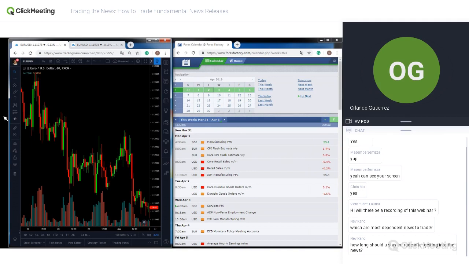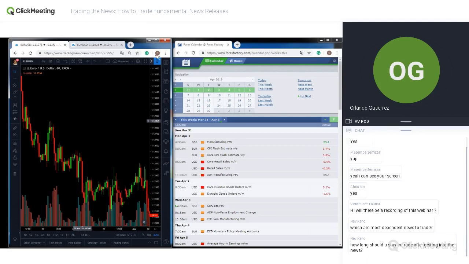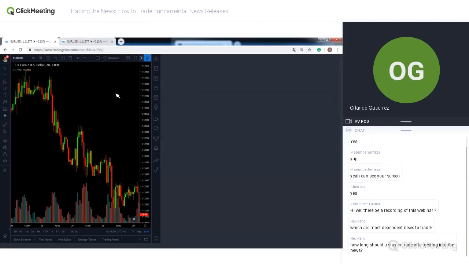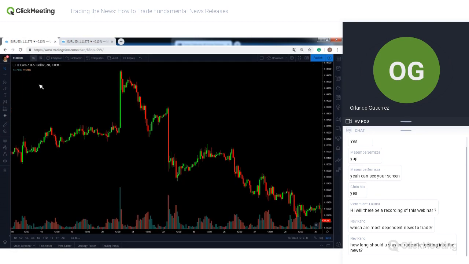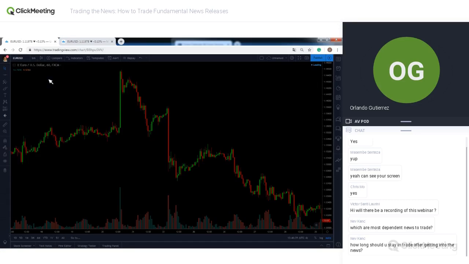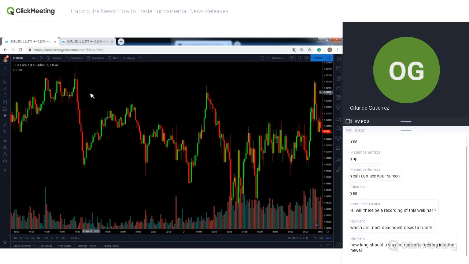All right, how long should you stay in a trade after getting into the news? Well, let's go ahead and have a look at the trade that we were looking at, this one right here, and let's look at the 5 minute chart, guys. It's not very long at all.